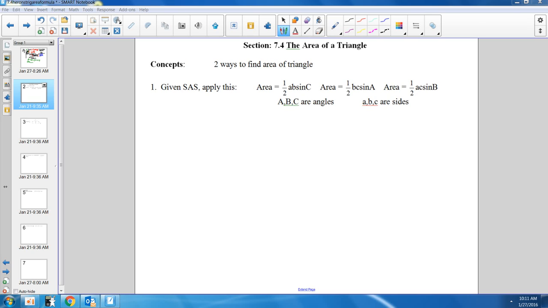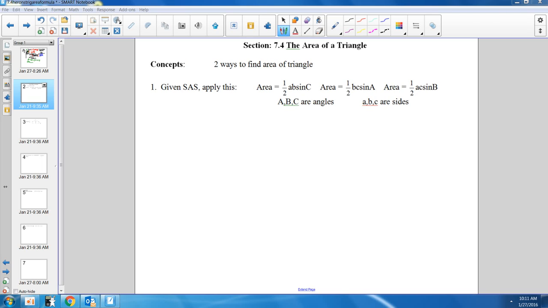Then we moved on to the law of cosines. Law of cosines, you could use it for the side angle side case and the side side side case. Both of those only have one triangle that you could be working with. You cannot form two triangles given those conditions.